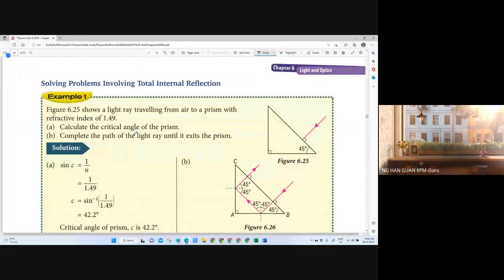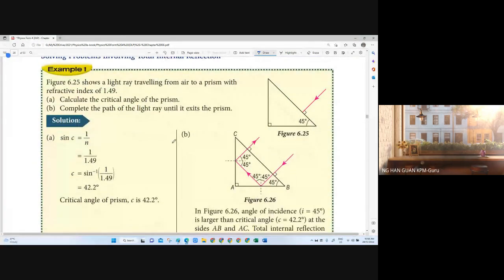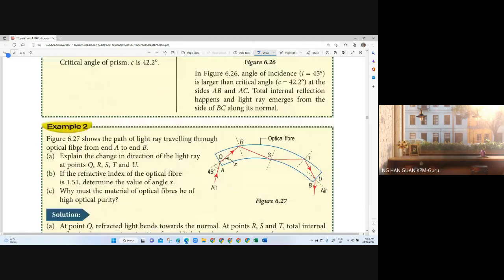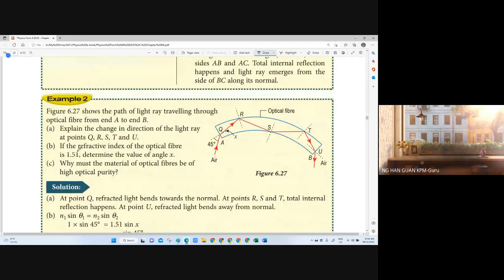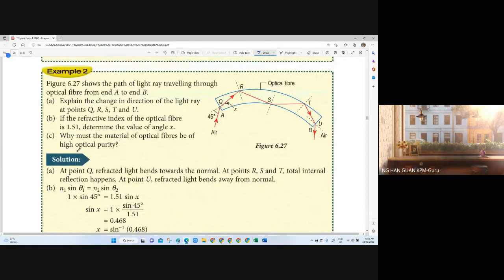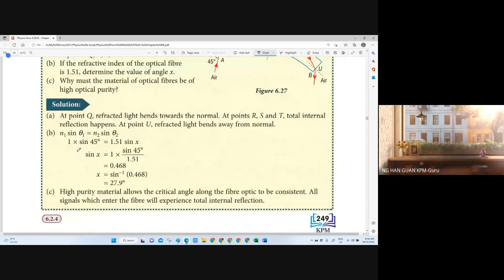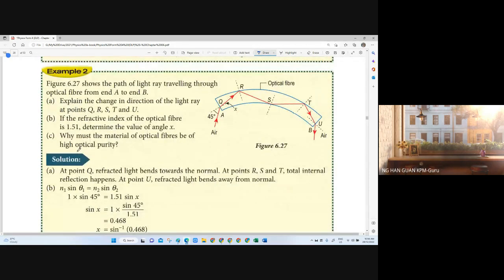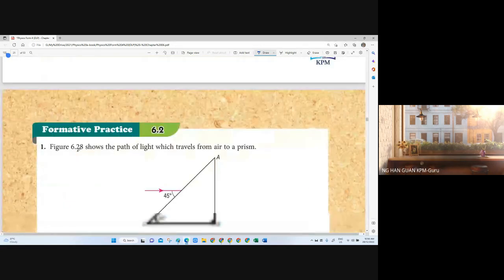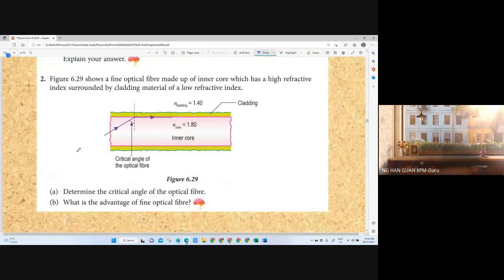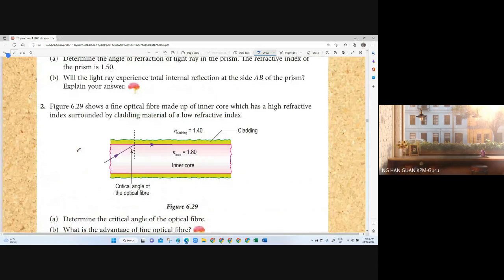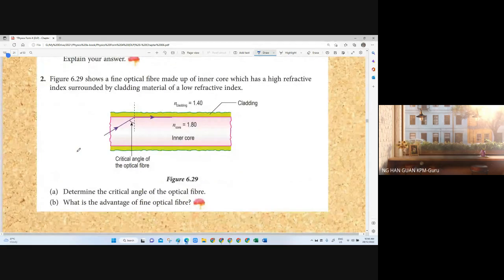Okay, and then here is an example of problem solving with calculation involved. n equals 1 over sin c, right? So actually, this is just a substitution of formulas. But today one teacher asked about one question. I think this is question 2. Okay, try to do this question 2.